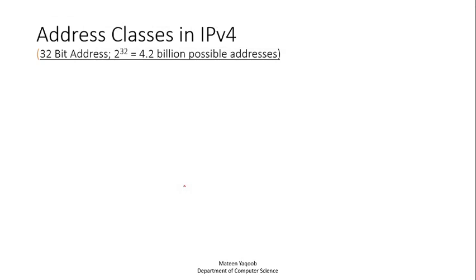So how are the address classes in IP version 4? Because the address space is 32 bits, the number of possible addresses is 2 raised to the power 32, which means 4.2 billion possible addresses can be generated in a version 4 IP. So there are 5 different address classes: A, B, C, D and E.